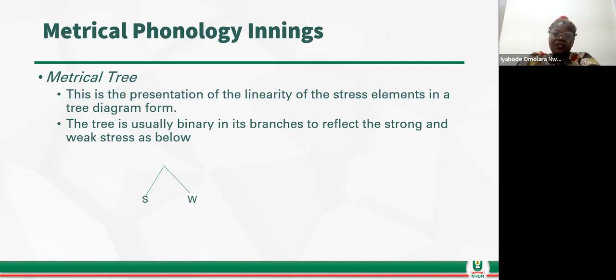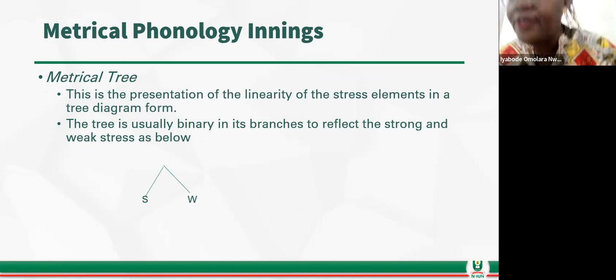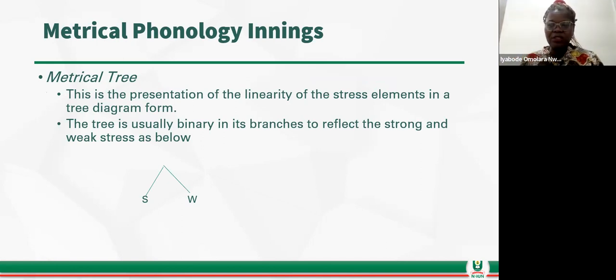Okay. Now let's look at phonology. What am I talking about? When you talk about English, you are talking about Shaki, Fufu, and things that are inside. So we are talking about the inner organs. So this is what we want to talk about now. What are those things that are inside metric phonology, in the way it is analyzed, in the way it is looked at? Now let's look at the presentation of the linearity of the stress elements.